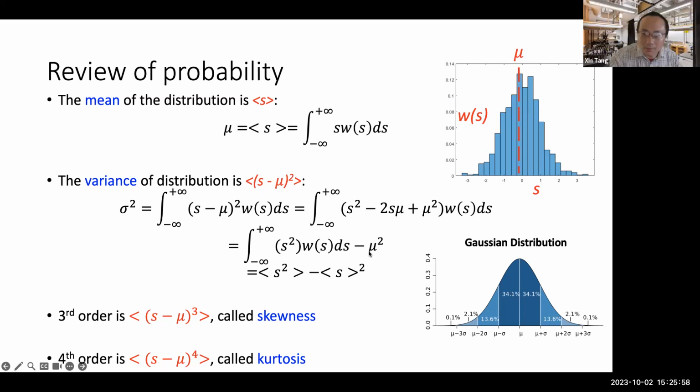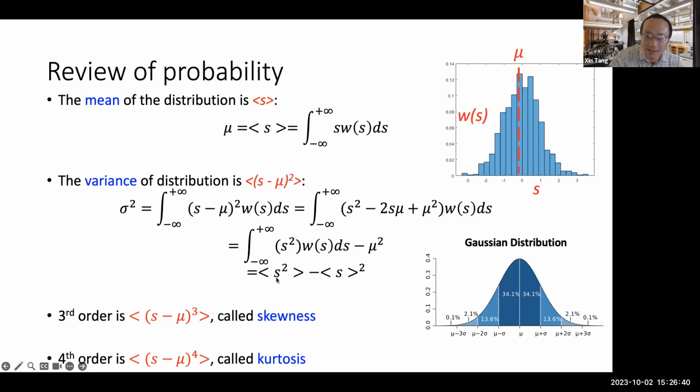Excellent. So minus mu squared, what is mu? Mu is the S average, so this term is minus S average squared, right? This term means the variance, and you need to differentiate these two. This one squares first and then takes the average. This one takes the average first and then squares. These are two different terms, and this is positive definite. It can be zero, but it is always positive or equal to zero.